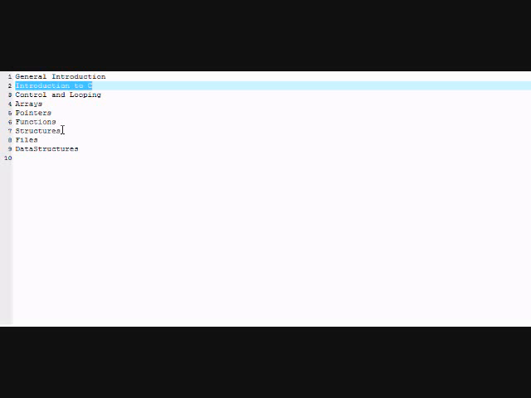and then the third chapter is going to be the control and looping statements like if, for, and all the other stuff, and then arrays and chapter pointers, and then functions, structures, files, and data structures. So the first chapter, the general introduction.